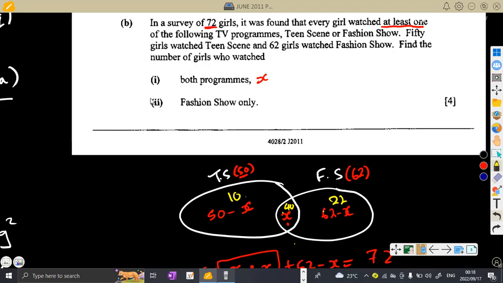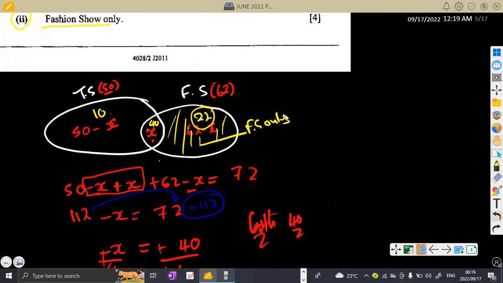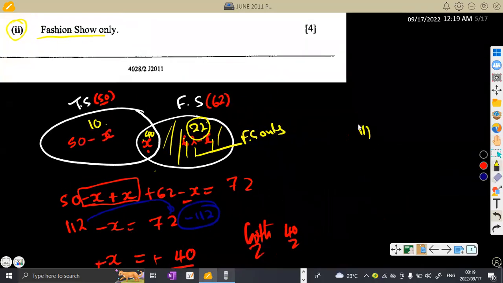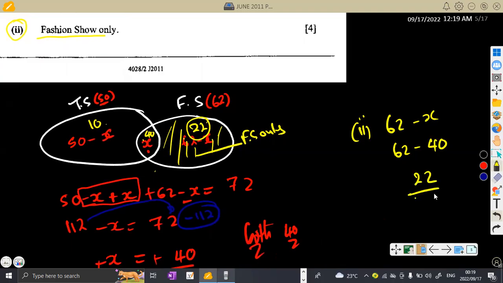Okay, so the question was to calculate those who are watching fashion show only. So remember, this is your fashion show only. That is this part here that you are having, which is 22. So we got this one from 62 minus x. Okay, so this is our item 2. So you got this from 62 minus x. Where 62 minus x, we got that our x is 40, and this ended up giving us 22. So these are the ones who are watching fashion show only.